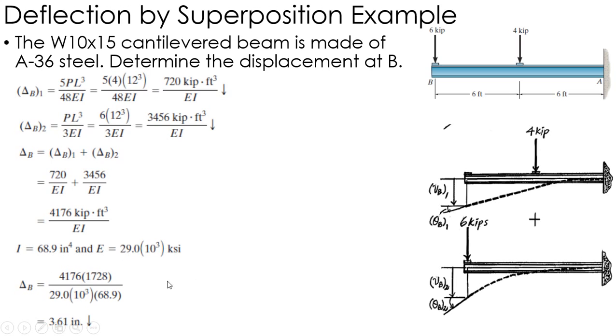Using this, and again, the 1728 is 12 cubed, to go from cubic feet to cubic inches. When I do that, I can find that the displacement at the end point is 3.6. So again, we use that appendix in the back, Appendix C, to split this beam up into pieces that I can figure out what I'm looking for, and then basically add those pieces together to get the total answer.